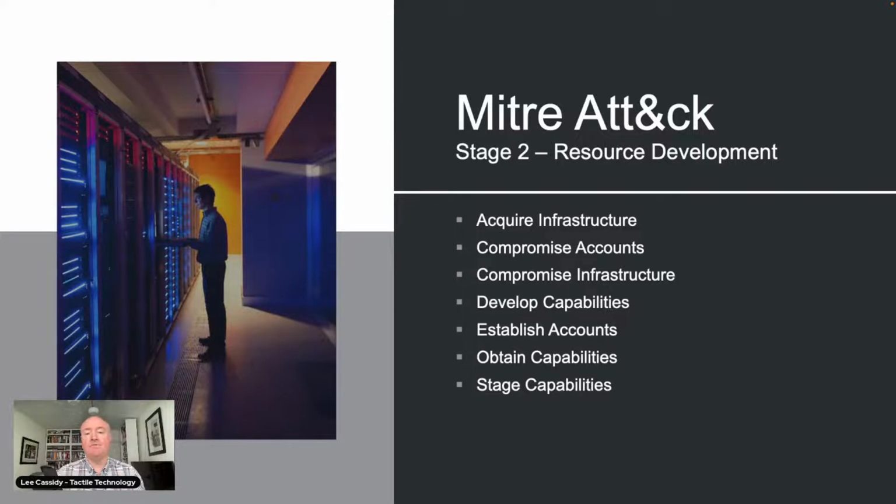So all done. So acquiring the infrastructure, everything they need to be able to deliver this attack, compromising accounts to gain some of that infrastructure or services they require. They're going to also develop capabilities if they haven't got something specific to the need that they've got at that point in time, or they're going to establish accounts and obtain credentials and capabilities from third parties. But finally, stage it, get it ready to go, so that when they're ready to deploy the attack, they can do it, with the capability pulled together.